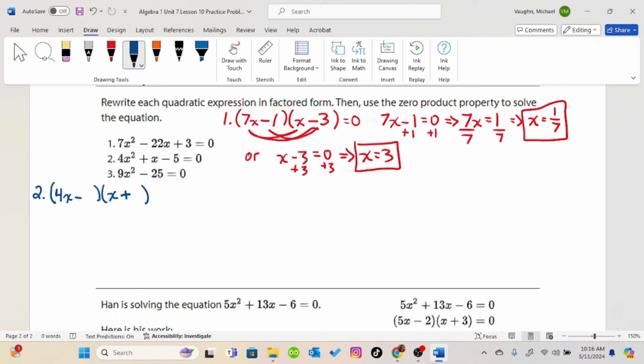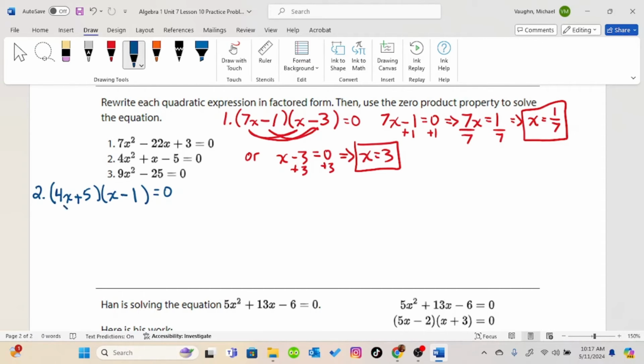So we'll try it this way. The only factors of negative 5 would be 1 and 5. So I'm going to swap these. I'm going to put the plus sign here and the negative sign here. I'm going to put the 1 here and the 5 here.